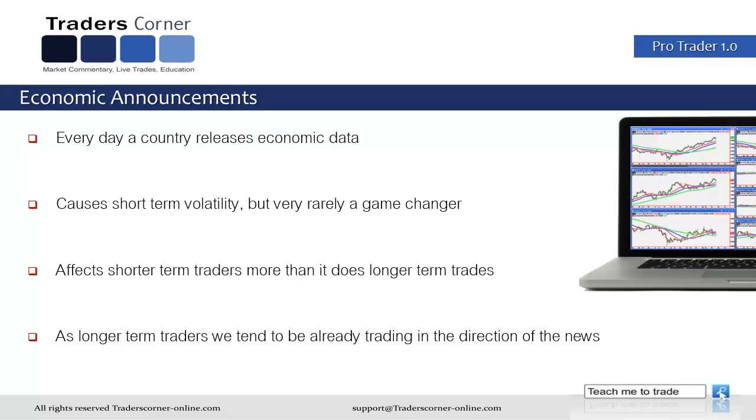What you need to see is a series of numbers to see more of a game changer, if you like. So to see a big trend change, it's not just going to be one number in isolation. It's going to be a combination of different numbers over a series of different months that are going to cause a change in the trend. Okay, so the news announcements tend to affect the shorter term traders more than it does the longer term traders.